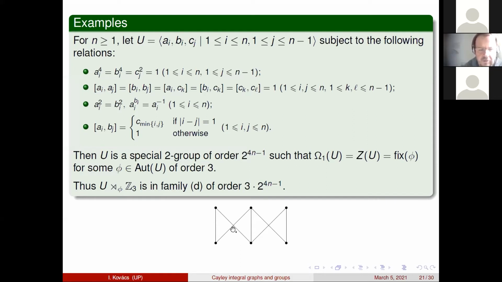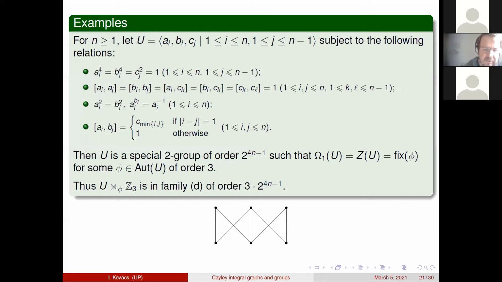You put the commutator of these two nodes. So this is a1, this is b2, and the commutator is c1. Again, this is b1 and a2, and the commutator is c1. So this is the c1 commutator. This is c2, and so on. And c1, c2 commute with any generators. And if you don't see an edge, then the corresponding generators also commute. So in a way, we just glue together quaternion groups.